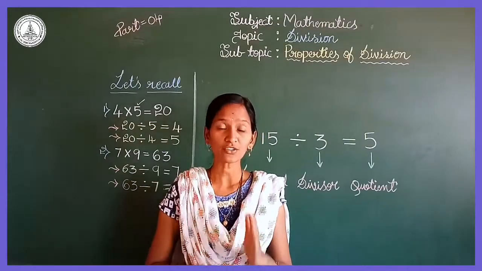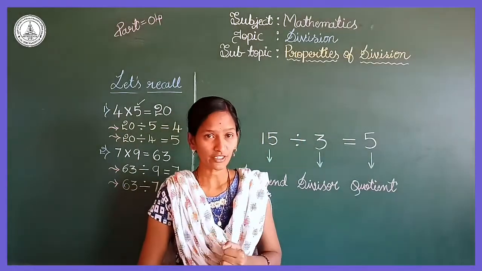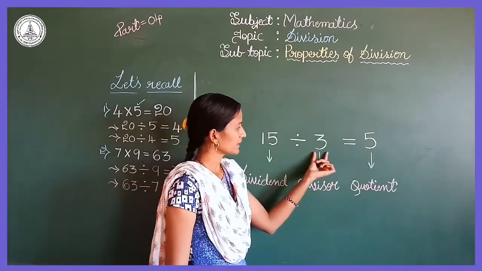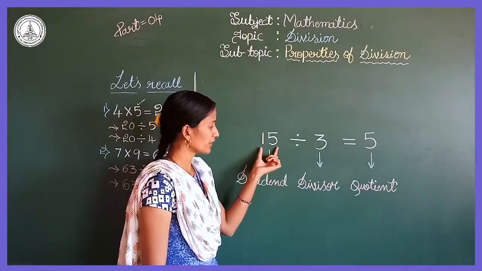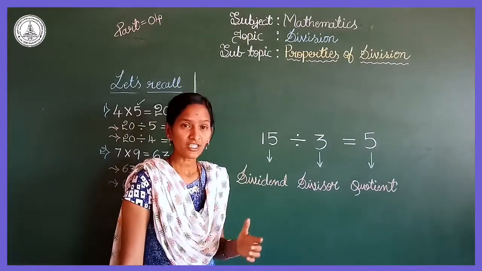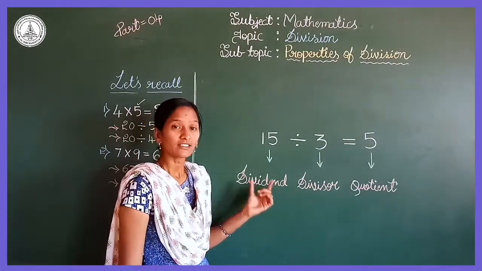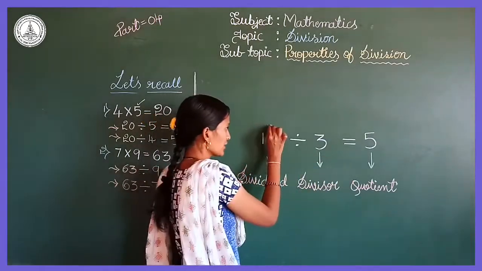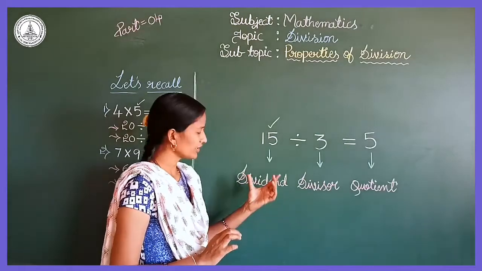Students, now I will introduce 3 new words to you. In the last class itself I told about it, so once again I will say it to you. See here, 15 divided by 3 is equal to 5. In this problem, this 15 is called the dividend. In division, the number which is divided is called the dividend. Observe these 3 numbers: which is the bigger number? 15. So this 15 is the dividend.